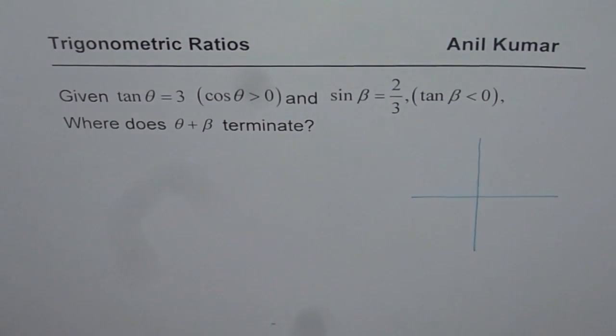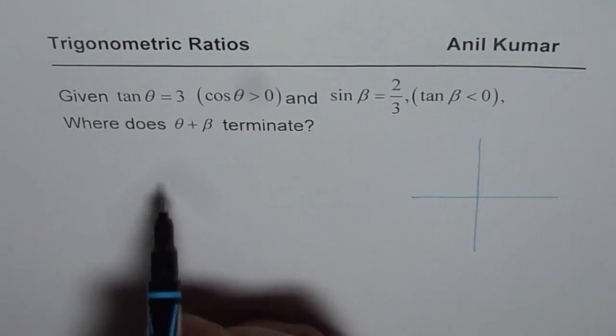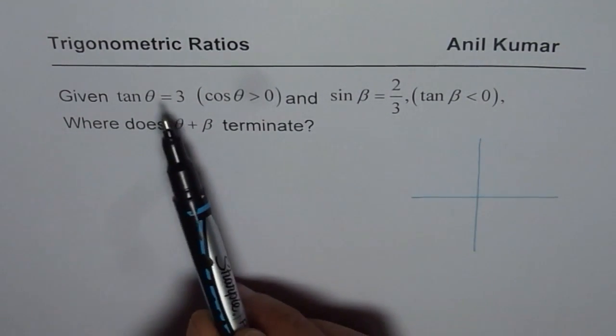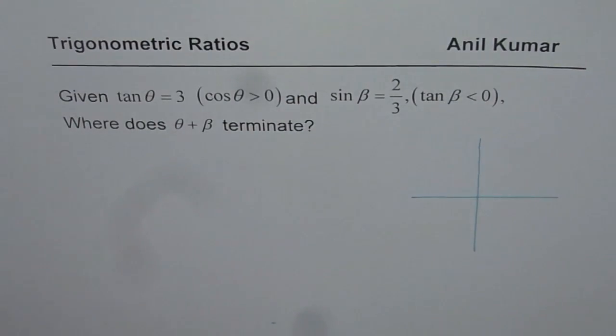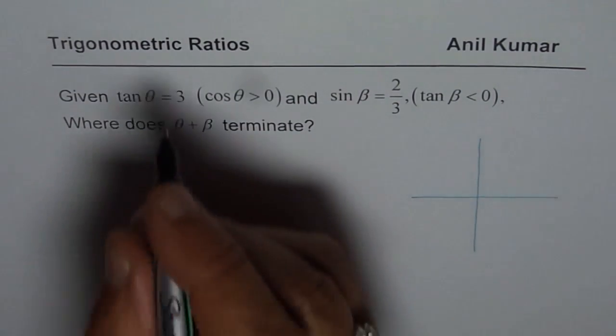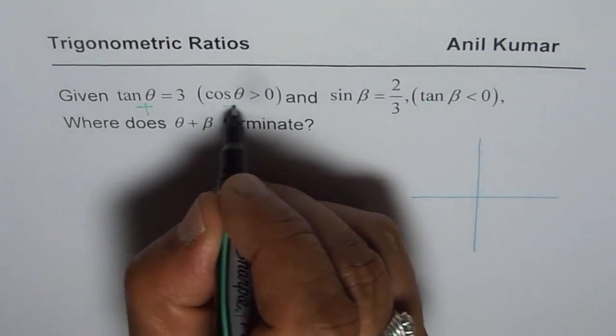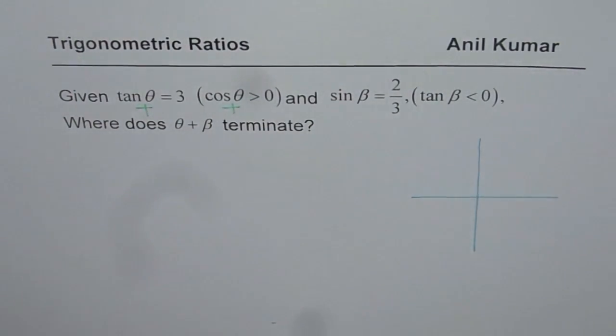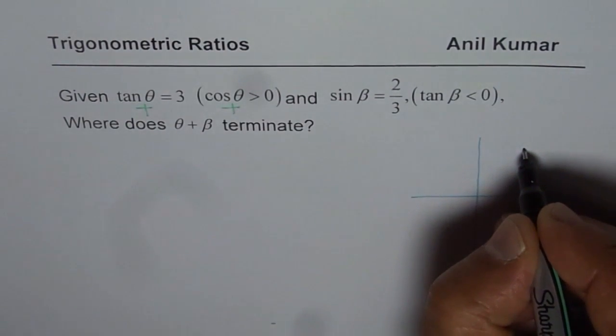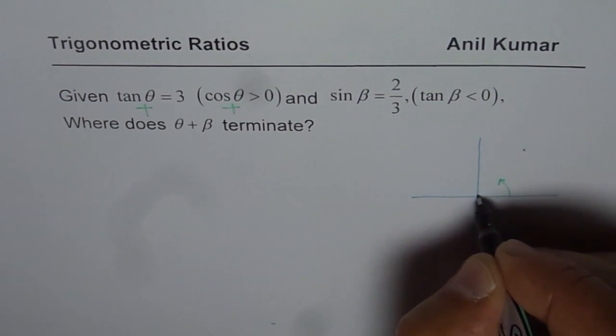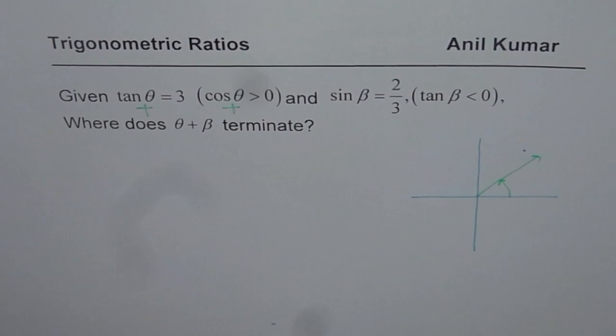We have a coordinate plane. Let's talk about tan theta equals 3. If tan theta is 3, that means tan theta is positive. Cosine theta is greater than 0. This is also positive, right? It means we are in quadrant 1, right? So that means theta is somewhere here.